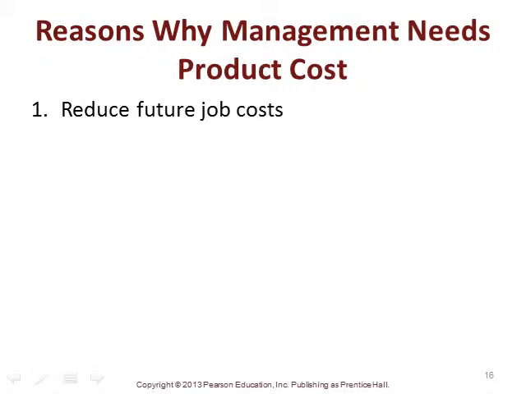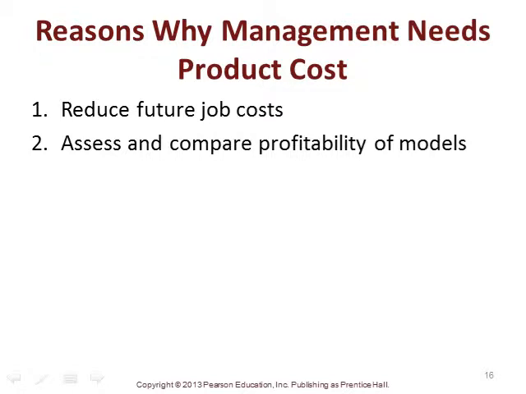So we want to reduce future job cost, right? How we allocate might have something to do with how we are able to better control our cost and where it makes sense that they reside. For product A, it may make a difference as to what it costs depending on the allocation of manufacturing overhead versus product B. We also want something that will allow us to assess and compare profitability of models. Again, we talked about pricing decisions. How I consider direct versus indirect, how I allocate my cost, will impact what it costs me, which will in turn impact my pricing decision, which is also a function of what my competitors are doing.